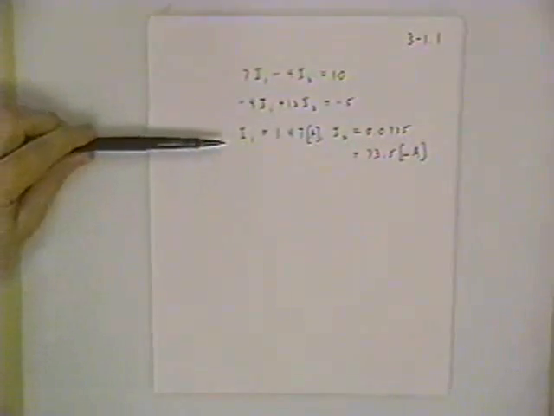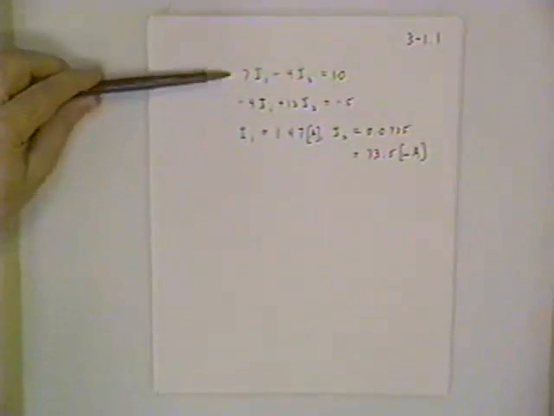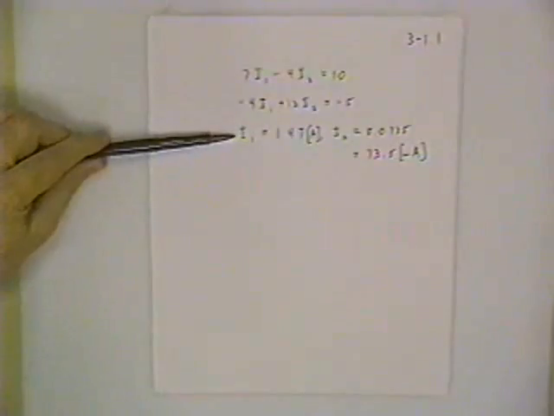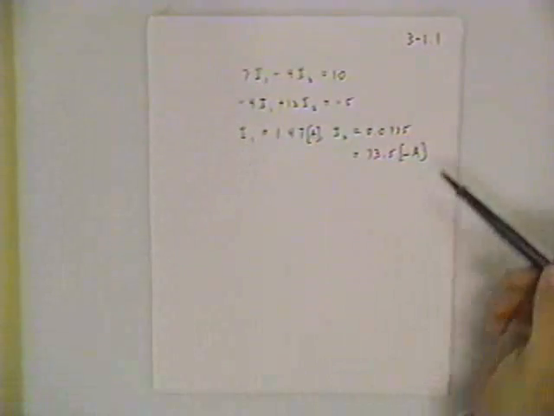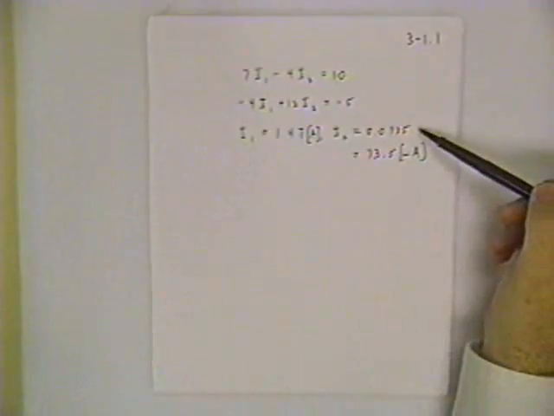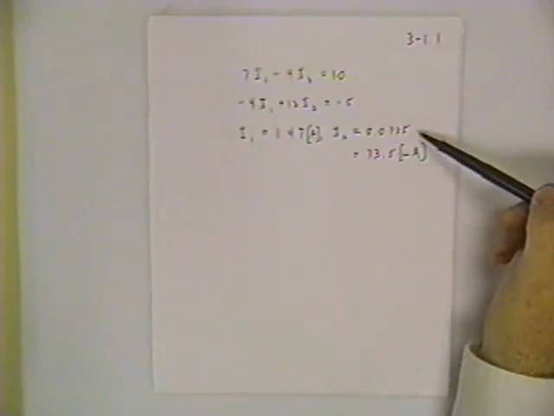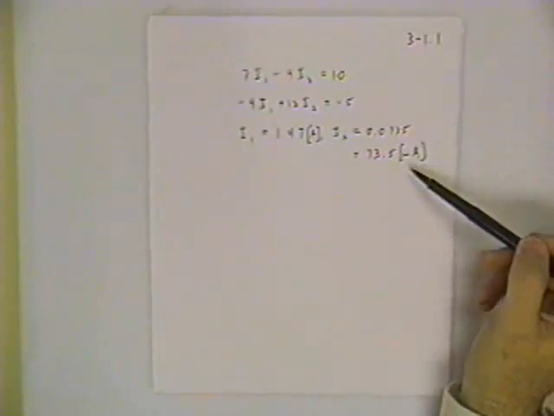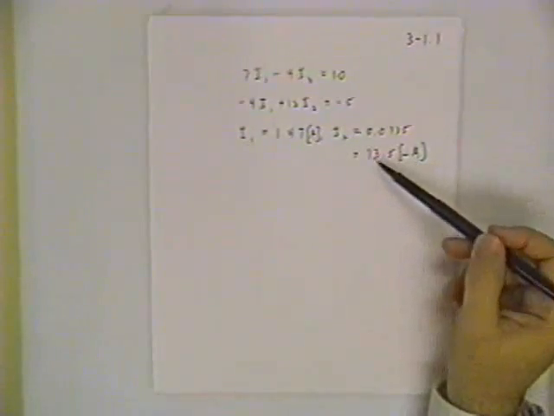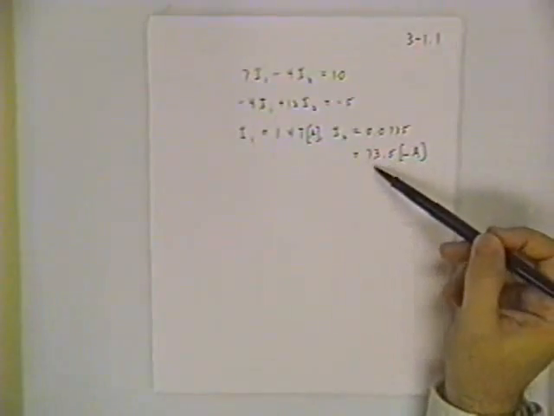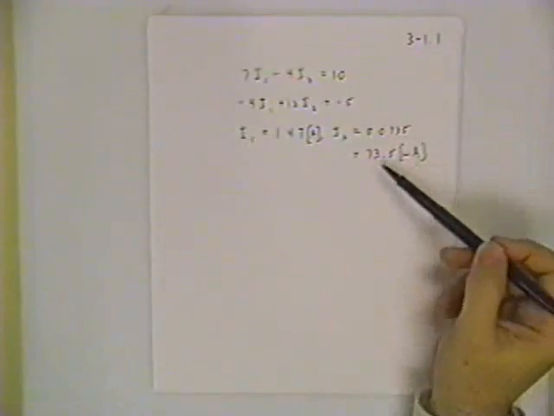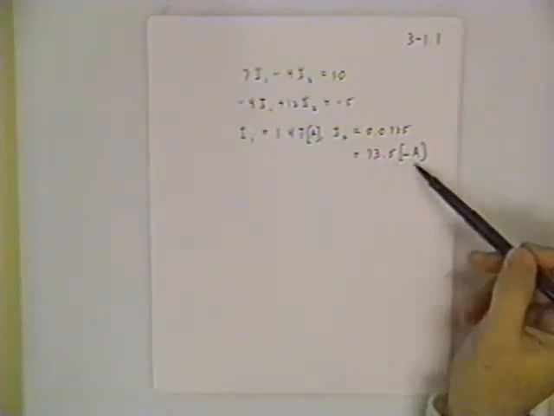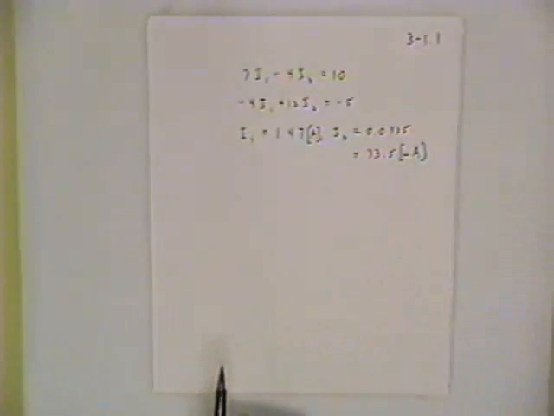Here are the answers that I got from the two simultaneous equations that you see here. I1 turns out to be 1.47 amps, and the I2 value that came out of the calculator is 0.0735 amps. The usual convention is to convert to a multiplier that puts the magnitude in a range of 1 to 1,000. So rather than call this 0.0735 amps, we prefer to call this 73.5 milliamps.